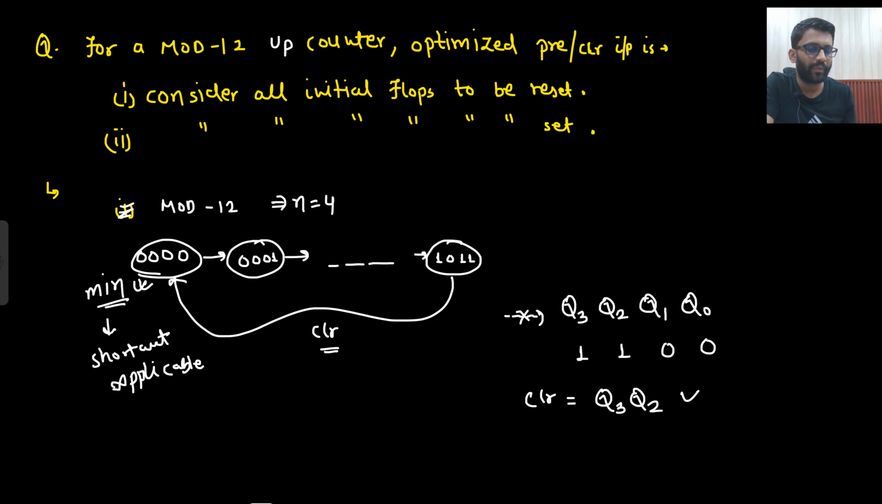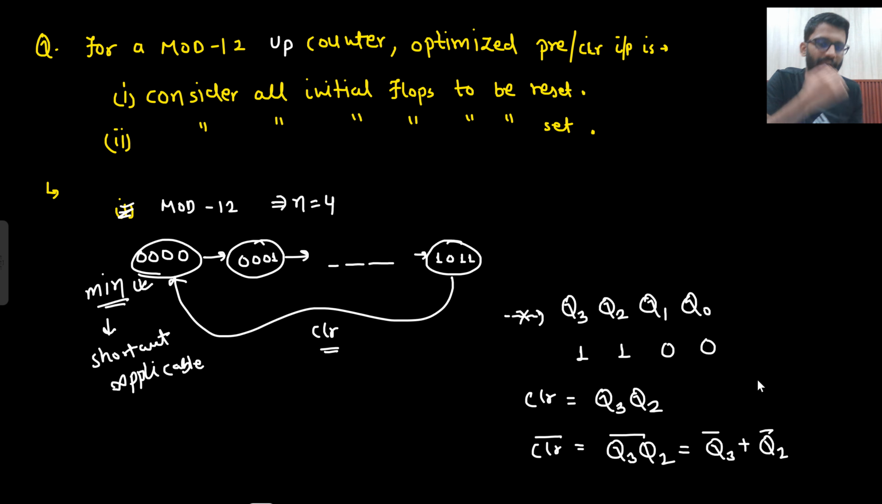So here you do not need to make any table. And what about clear bar? Clear bar will simply be the bar of that. So if you take the bar, you will get Q3 bar plus Q2 bar. Okay, well and good. Very easy. We have already studied this, that's why we are moving fast in this one.